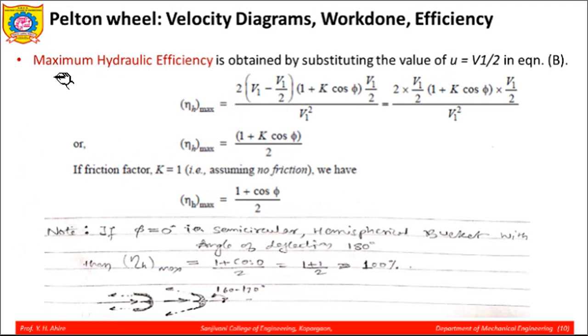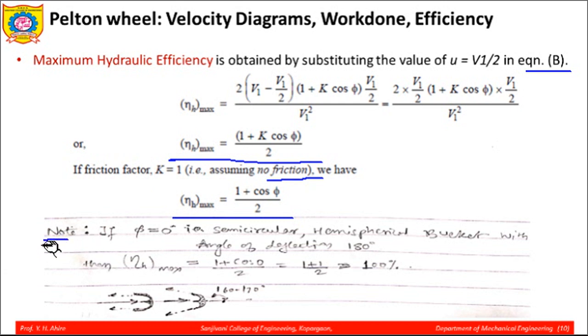So substituting the condition U equal to V1 by 2 in the formula of hydraulic efficiency, equation B, and simplifying, you get the maximum hydraulic efficiency, eta H max, as equal to (1 plus k cos phi) divided by 2. Further, if friction factor is neglected, assuming no friction, the equation becomes eta H max equal to (1 plus cos phi) divided by 2. So this is the final equation of maximum hydraulic efficiency of the Pelton turbine.